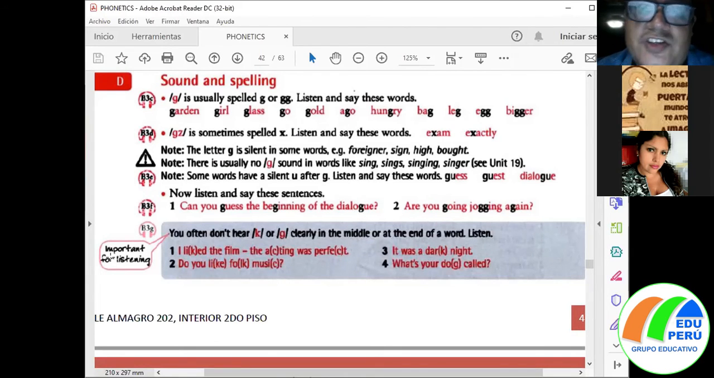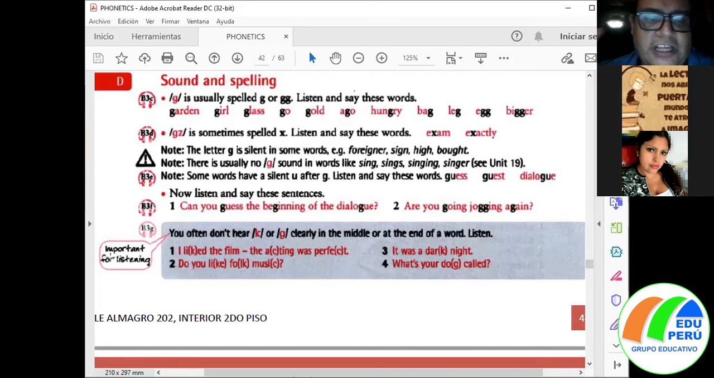If you go to the dictionary and look up the phonetic transcription, you don't find a symbol which represents the sound ga. You just find the symbol for the sound ng, and then you have singer, singing, sings, sing. And notice this consonant.